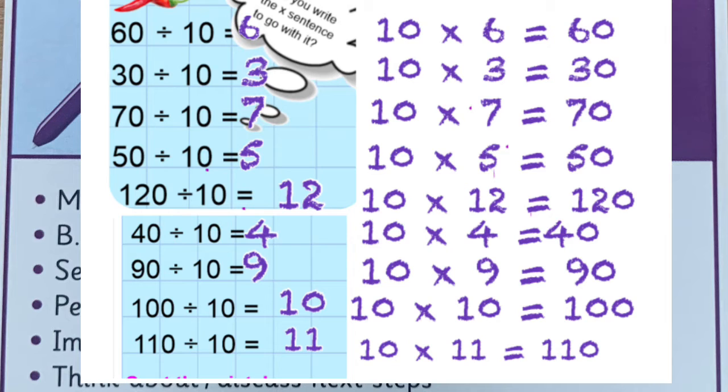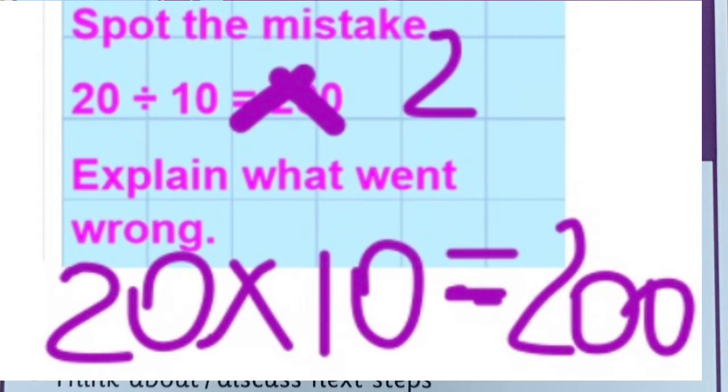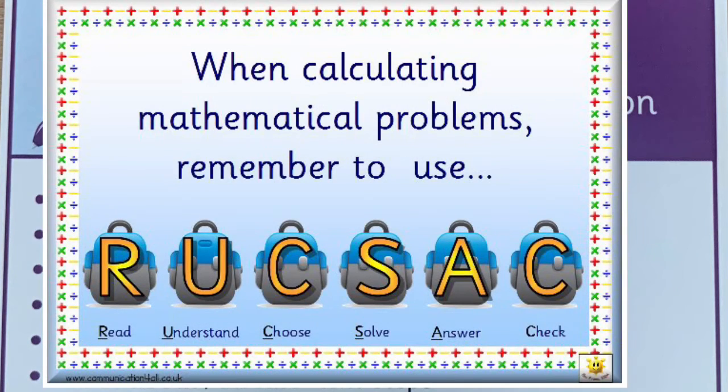So the division sentences on the left, multiplications on the right. And hopefully you had a go and spotted the mistake. 20 divided by 10 should be 2. The mistake was that they multiplied those two numbers. And 20 times 10 should be 200. Finally, a check for Chili Challenge 3.